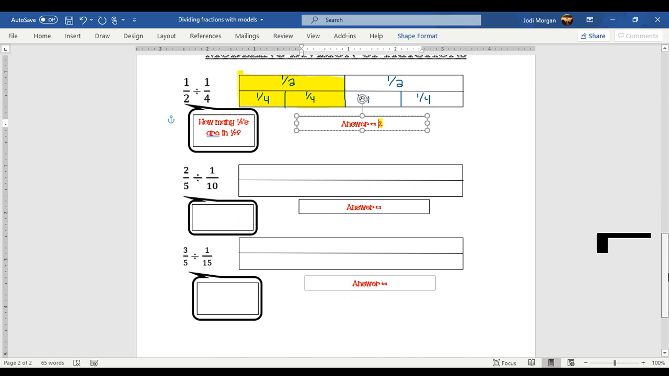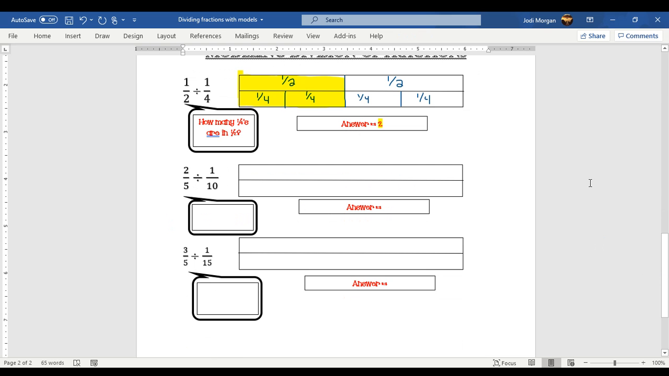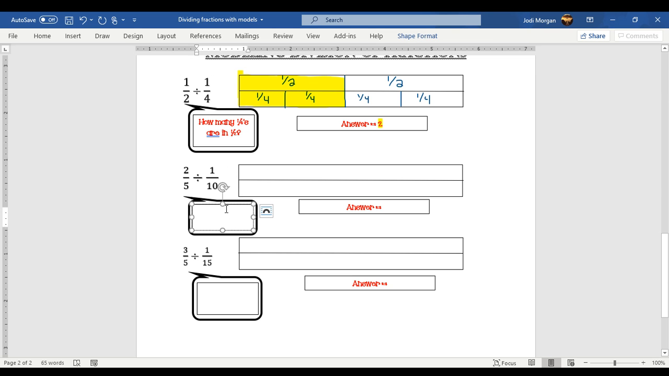All right, now let's look at the next problem. Number 2. If you want to number these 1, 2, and 3, go for it. I apologize, I did not number them. On this one, it says 2/5 divided by 1/10. And we're going to word the question exactly like we did up here. So it's like it's backwards. It's really saying how many 1/10 are in 2/5.